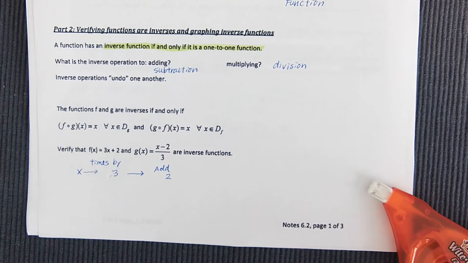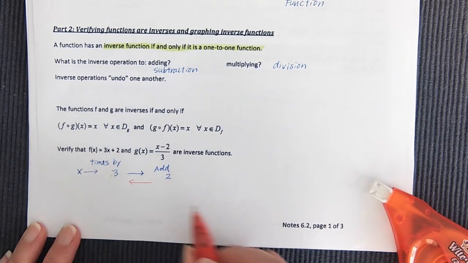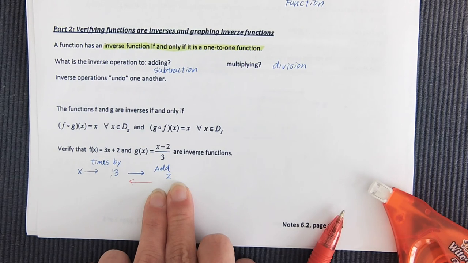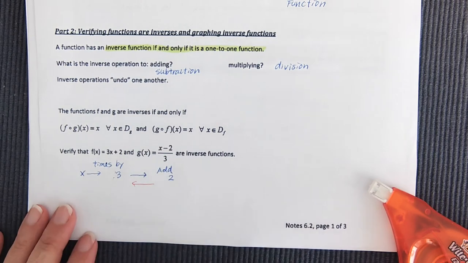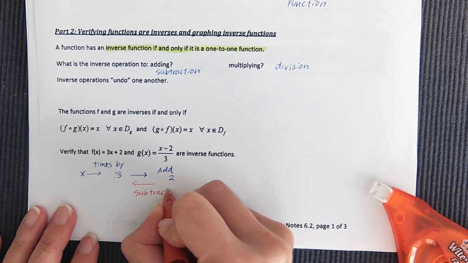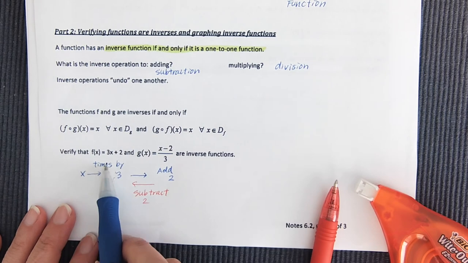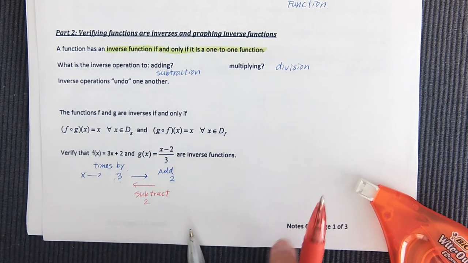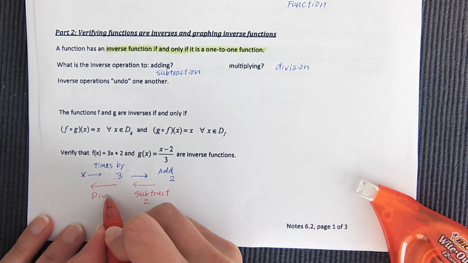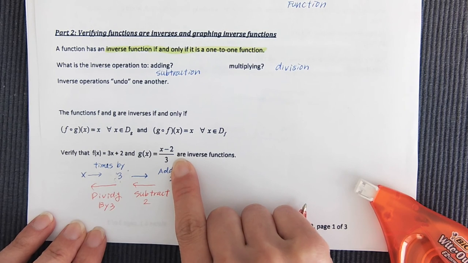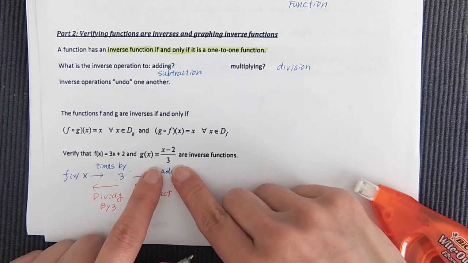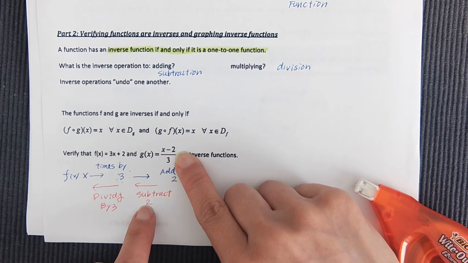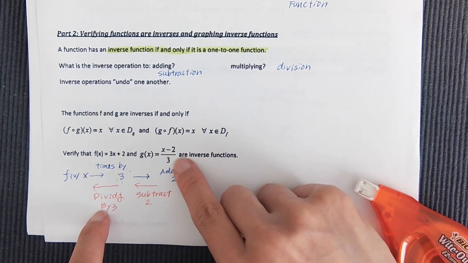Now I have to think about going backward. So now go inverse. Instead of adding 2, what are you doing? Subtract 2. Then instead of multiplying by 3, what do you do? Divide by 3. Originally I have f of x, then if you go backward, that's called the inverse function. Subtract the 2, divide by the 3. So that is the inverse function.